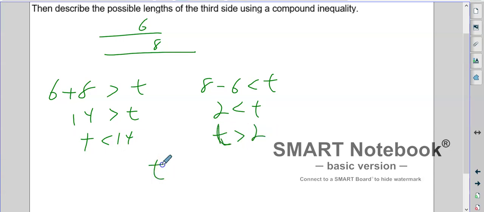So, T is in the middle. We put numbers in order that we read them. 2 and 14. T is less than 14, and T is also greater than 2. So it's any number in between 2 and 14, just not including 2 and 14. So that could be 5, 7, 10. It could be 2.01 or 13.99, but not 2 or 14. And that's it.